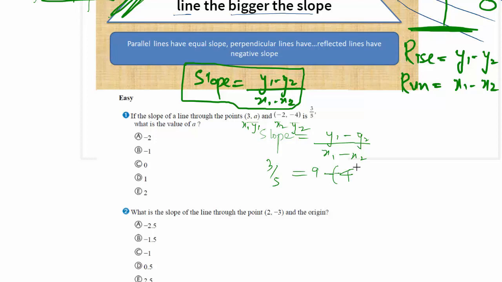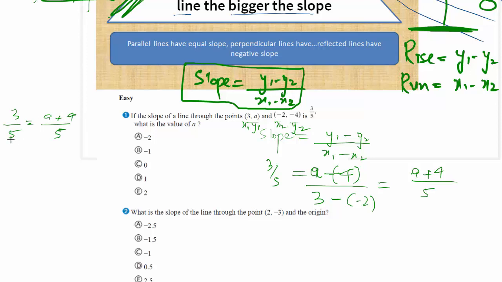-4 divided by x1 minus x2, that's 3 minus -2. That'll be a plus 4 divided by 5. So we can say 3/5 equals a plus 4 divided by 5.